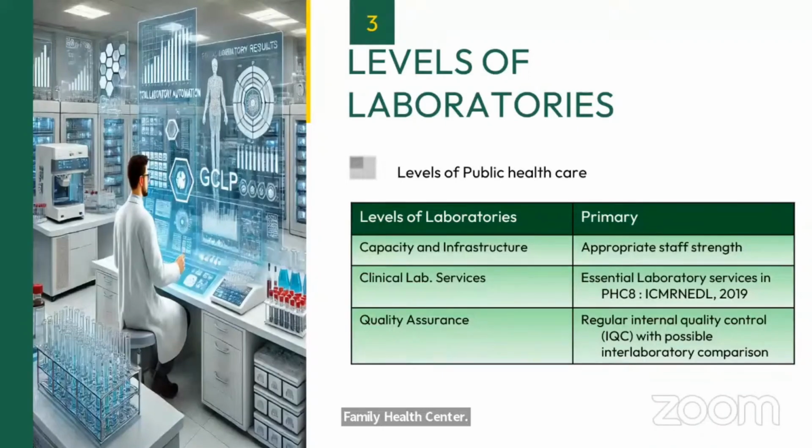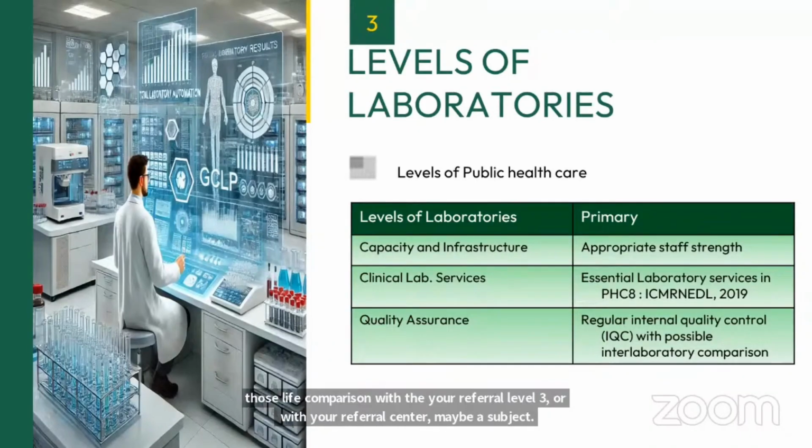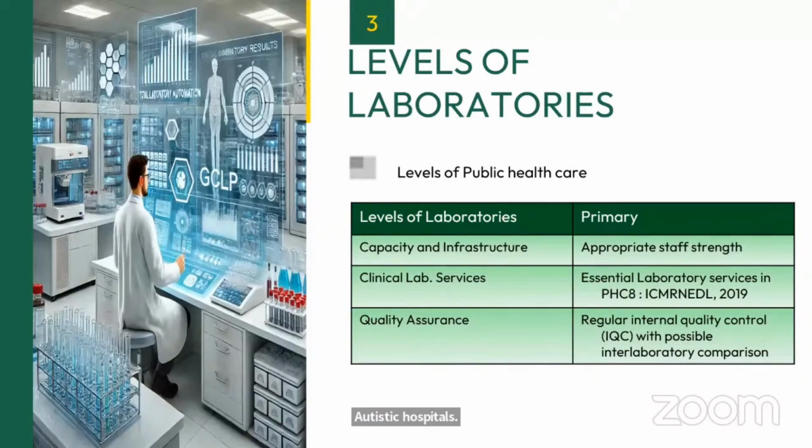I have to take 5 positive slides and 5 negative slides to my referral center. For me, the referral center may be a sub-district hospital or a district hospital, whichever is nearby my primary health center. I have to send this sample and compare my result with those laboratories. Similarly, for TB sputum examinations, you have to take those slides and perform a comparison with your referral laboratories, maybe a sub-district hospital or district hospital. That is how a quality assurance program works in a primary health center.